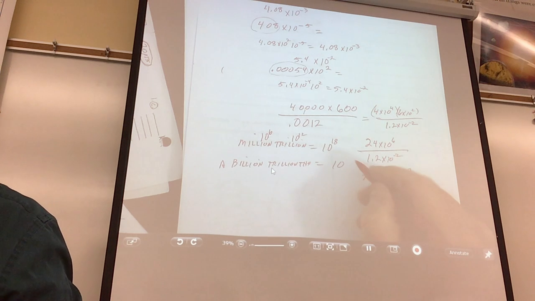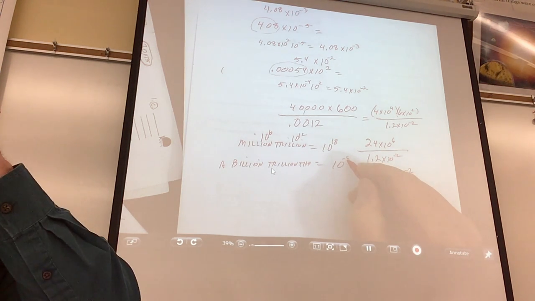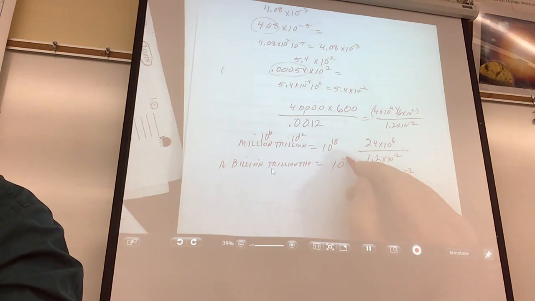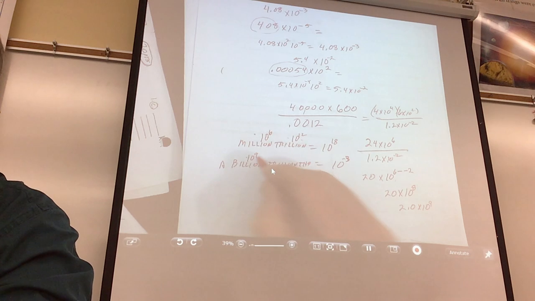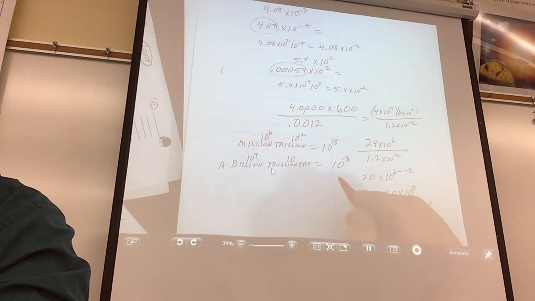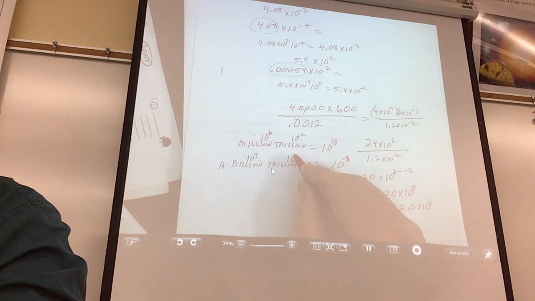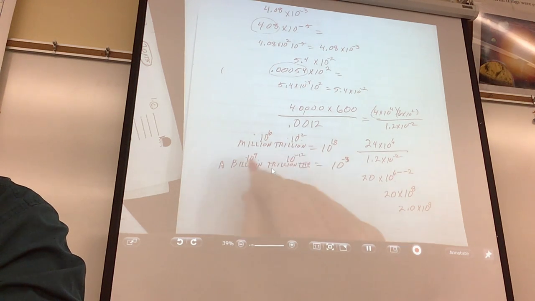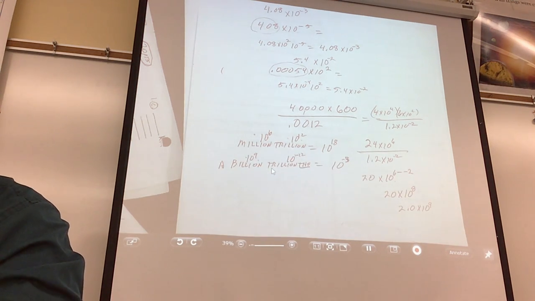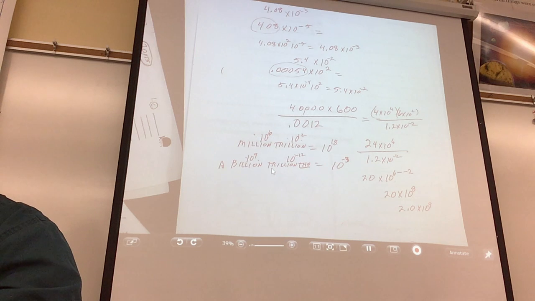10 to the what? Negative 18? I'm sorry, 3? Negative 3? Okay, let's try this. This is 10 to the 9th. This is 10 to the what? Trillion is 10 to the 12th. What's trillions? 10 to the negative 12. So negative 3, very good. Is that what you said, negative 3?